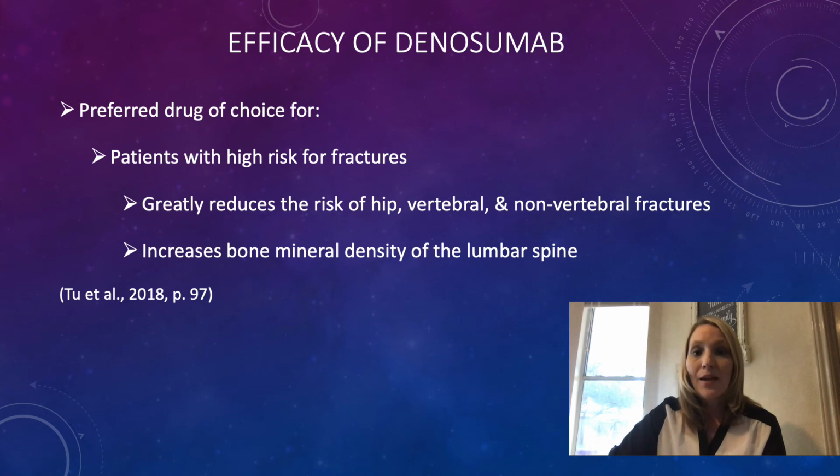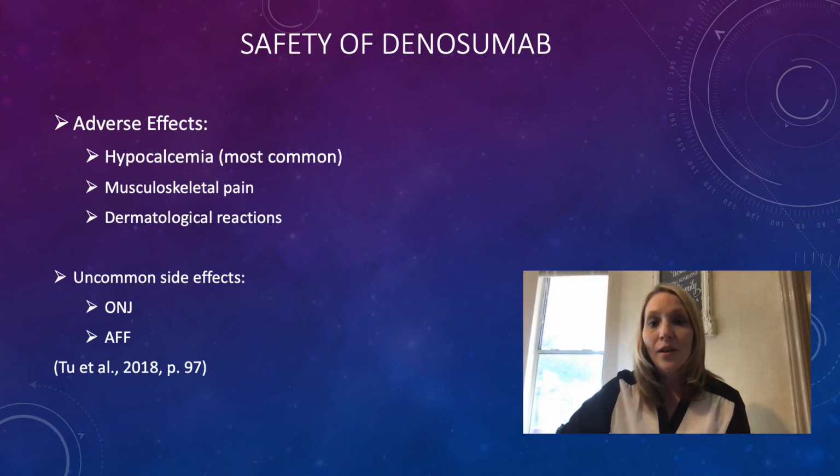Now let's talk about the efficacy of denosumab. It's the preferred drug of choice with patients with high-risk fractures. It greatly reduces the risk of hip fractures, non-vertebral, and vertebral fractures, and it also increases the bone mineral density of the lumbar spine. Now let's look at the safety of denosumab. There's a couple of adverse side effects. Hypocalcemia is the most common one, followed by musculoskeletal pain, and then dermatological reactions such as rash. It also has the same two uncommon side effects as the previous drug of ONJ and AFF.